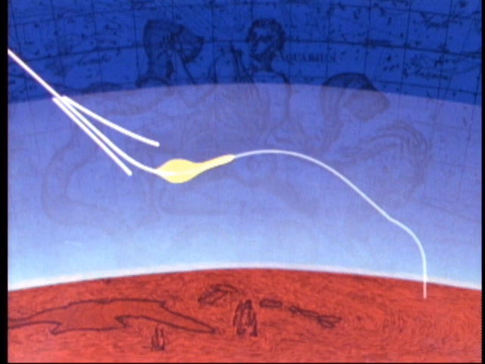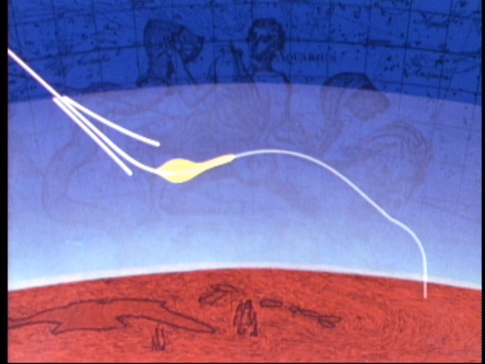Just before pull-up, maximum G loads will be placed on the spacecraft. Just before this, the first control period begins. During the first 70 seconds of this control period, any error or failure to correct an error could result in what is called, in great understatement, a non-recoverable situation.